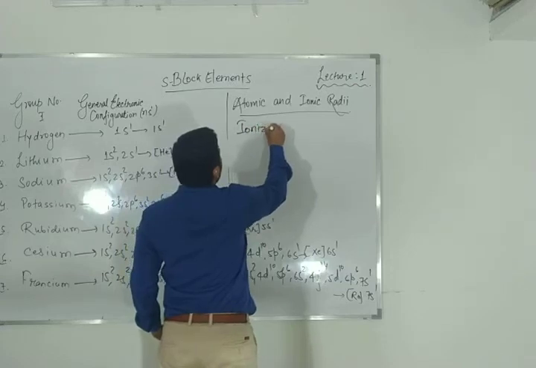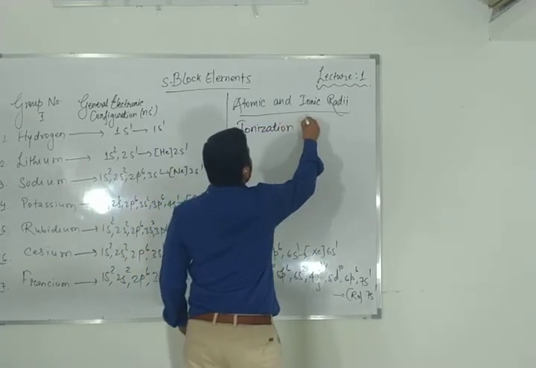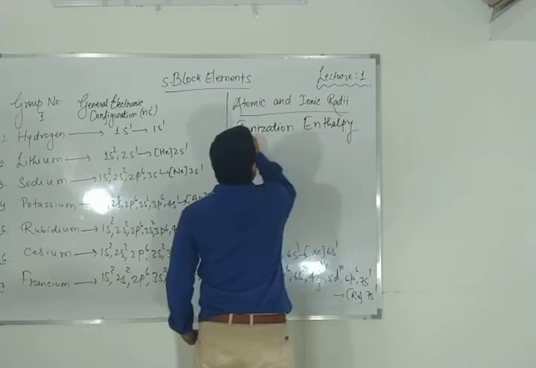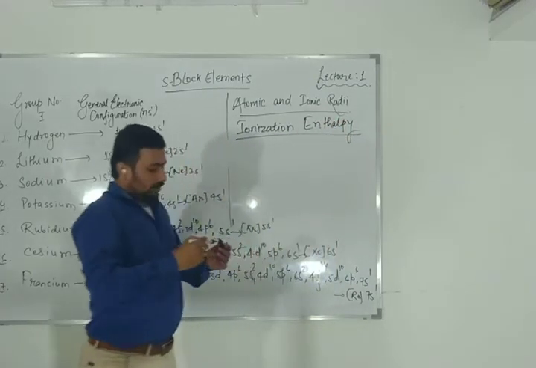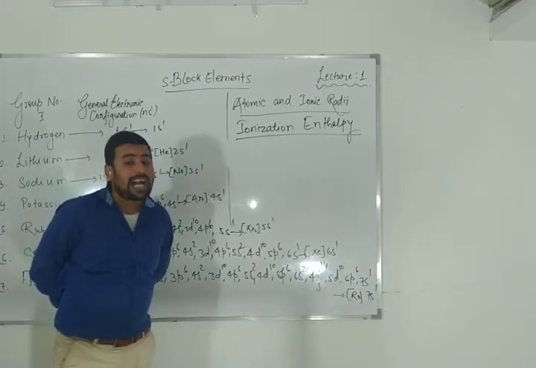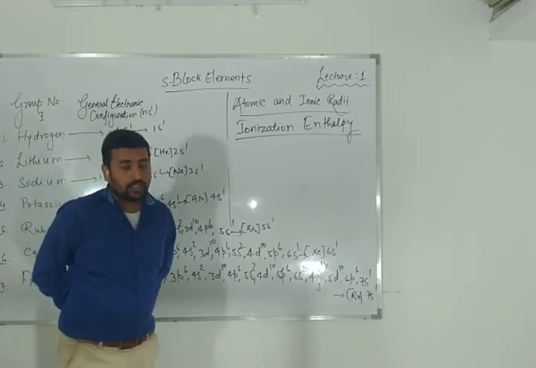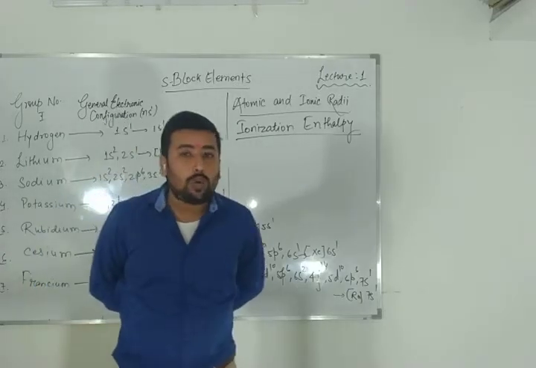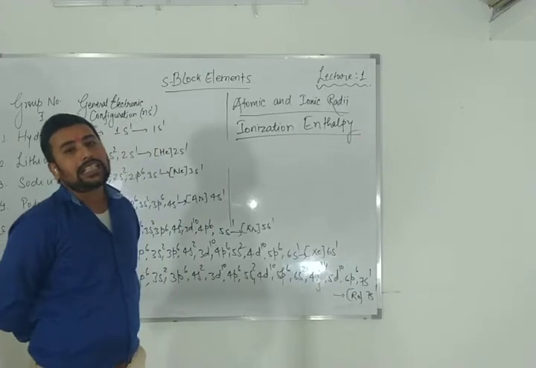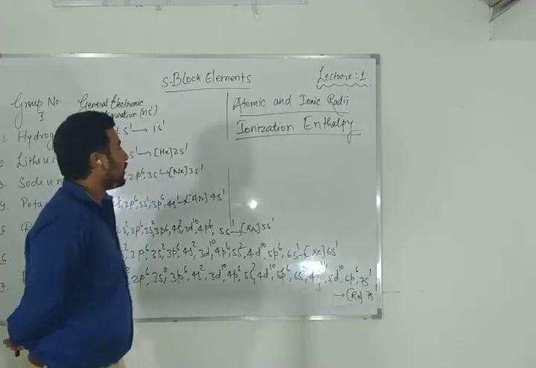Ionization enthalpy, IE1, IE2, is also known as ionization potential. It is the minimum energy required to remove an electron from an isolated gaseous atom. The minimum energy required to remove an electron from an isolated gaseous atom is called ionization enthalpy.